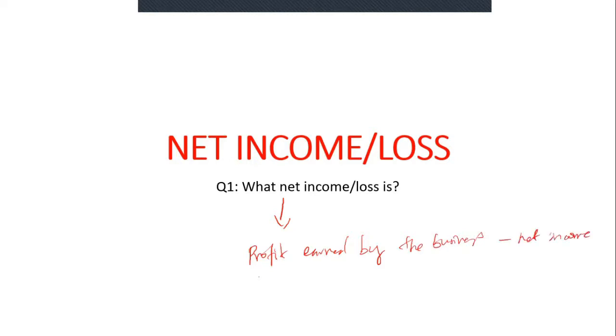And net loss is basically loss made by the business, and that is just net loss. We are going to look at the formula, how it is calculated, and you will see what the main difference between profit and loss is.